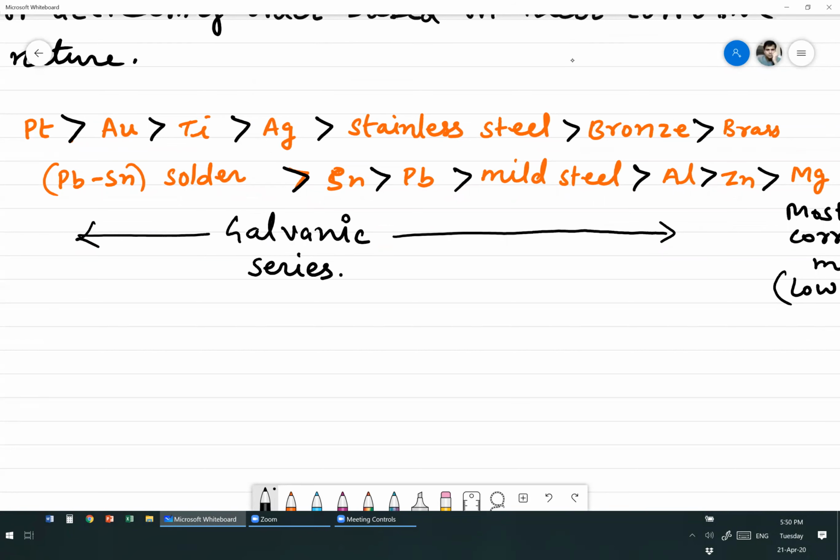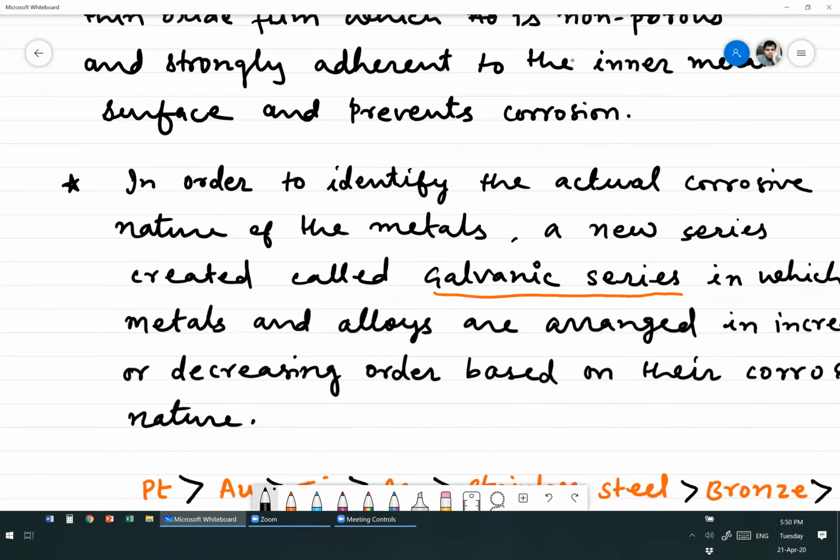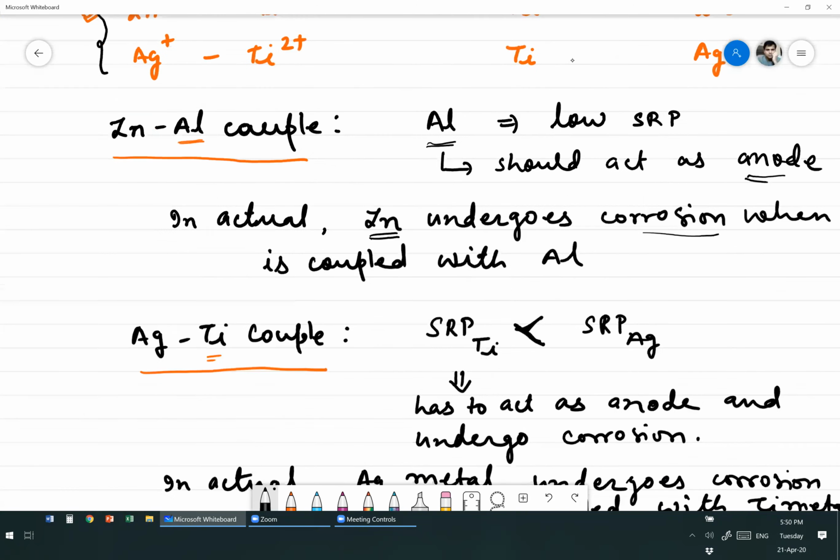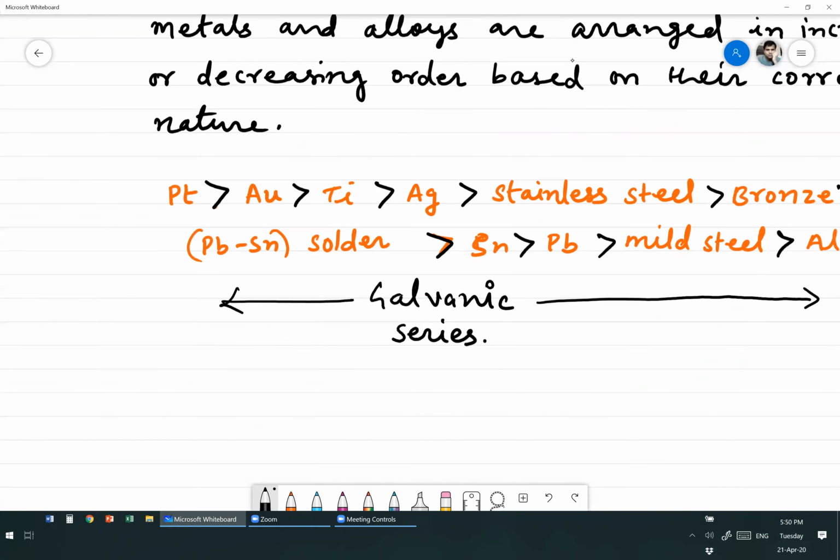In all these determinations of the corrosive nature, the calomel electrode was used as the standard electrode. So this is called the galvanic series, which is used to identify the actual nature of metals and alloys. Now let's take some examples of galvanic corrosion in our real life. You can see many examples of galvanic corrosion in real life.